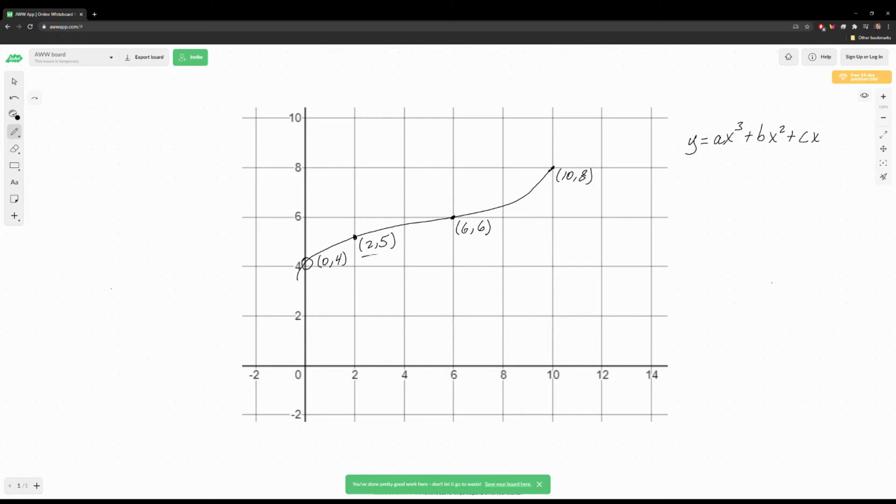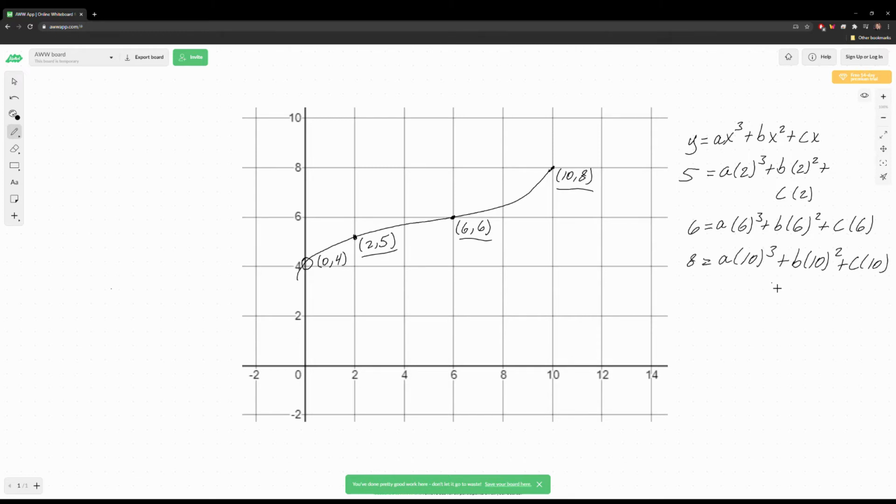Let's choose the points (2, 5), (6, 6), and (10, 8). Using the first point, (2, 5), we find the equation when x is equal to 2, y is equal to 5. 5 equals a times 2 cubed plus b times 2 squared plus c times 2. Using the second point, we have 6 equals a times 6 cubed plus b times 6 squared plus c times 6. Now we have 3 equations and 3 unknowns, so this is actually possible to solve.